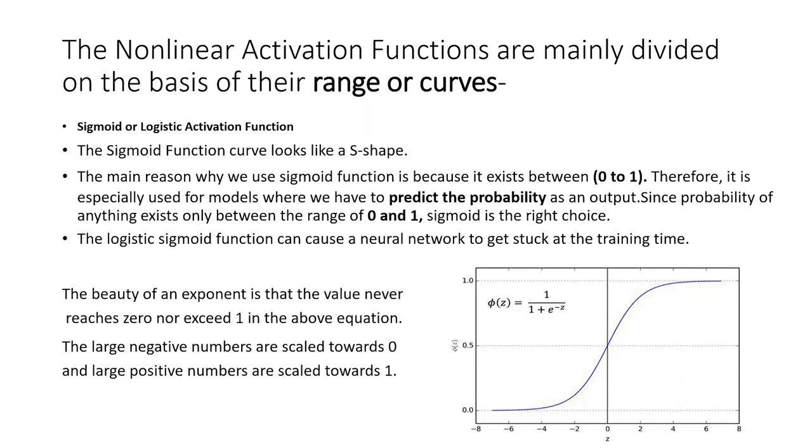It might be 2% similar or 5% similar. So whenever we use a sigmoid function to classify or in any probabilistic model, you always have values with a certain percentage of confidence, right? It will neither be 0% nor 100%. Large negative numbers are scaled towards zero and large positive numbers are scaled towards one. So majority of these values will not touch zero, but will be towards zero, and large positive values will not be one, but will be towards one, right? So this is the sigmoid or logistic activation function.